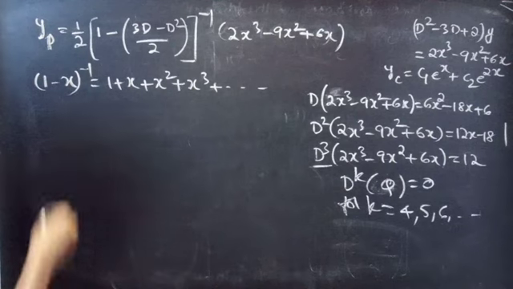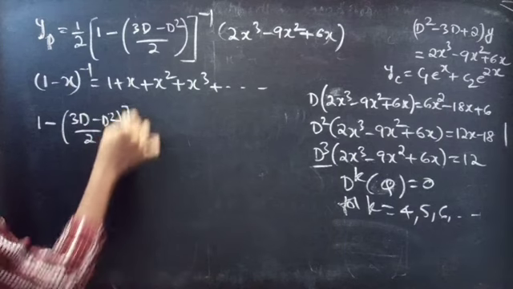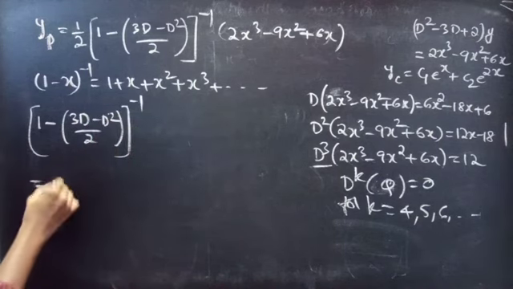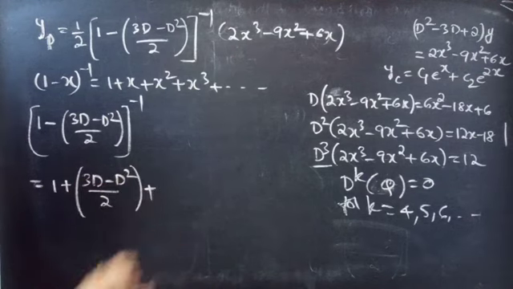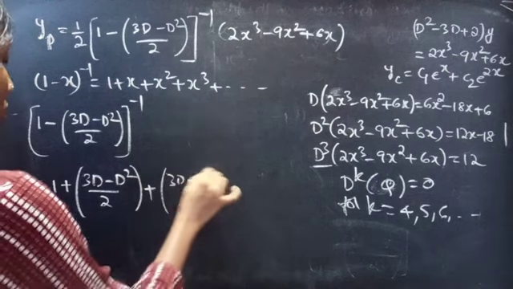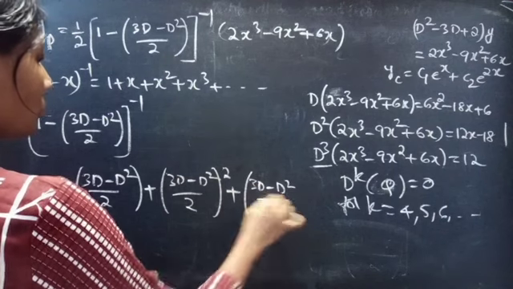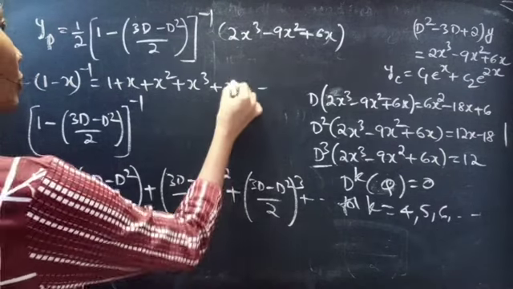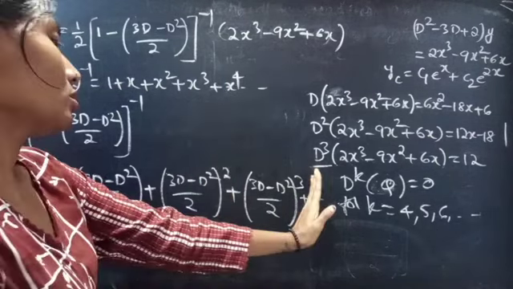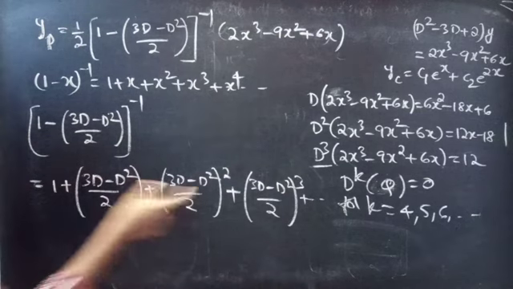Okay. And now let's see the expansion of (1 minus 3d minus d square by 2) whole inverse, which is equal to 1 plus (3d minus d square by 2) plus (3d minus d square by 2) whole square plus (3d minus d square by 2) whole cube. From x power 4, from the next term, we'll get higher powers or higher derivatives, I can say. Okay, now let's expand these.